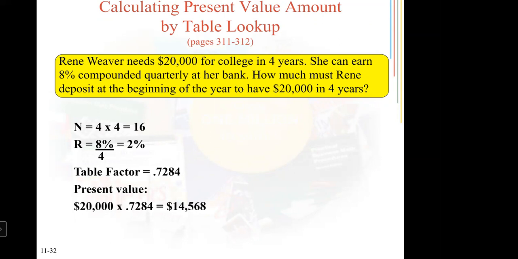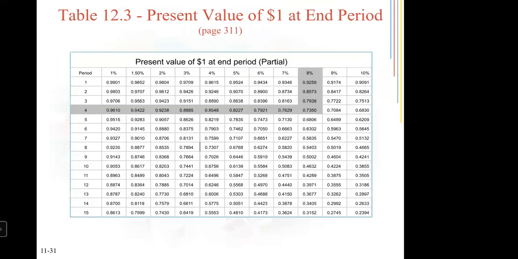So the number of periods before it's done, quarterly. So it's the same process. Number of periods will be 16. The rate per period, same process again, is 8% for the year, compounded quarterly. So that's 8 divided by 4 is 2. So you go to the table, you look for 16 periods, 2%.